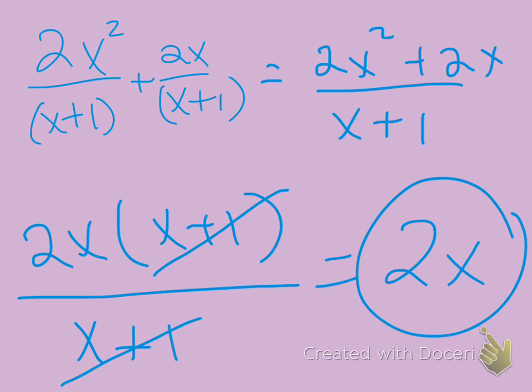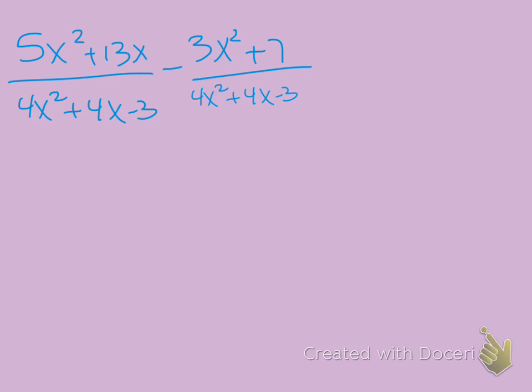Okay. Let's do another one. We're going to do another example, but I want to note that this is subtraction. So I want you to be real careful with subtraction. There's a little bit extra that we have to be cautious about. Not that it's harder, we just have to be cautious. So we're going to rewrite our denominator. 4x squared plus 4x minus 3.